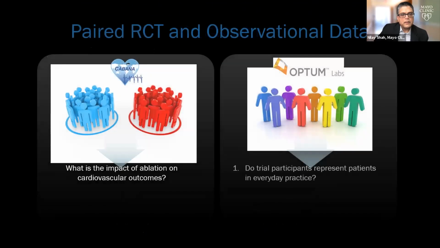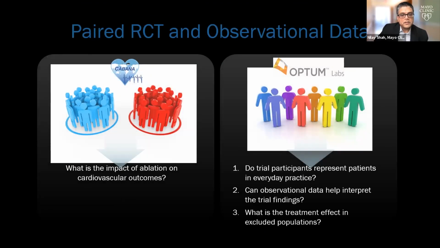In parallel, we had been conducting this work, looking at 3 big questions. Do trial participants represent patients in everyday practice? So when we apply the criteria to the real world data, do the patient characteristics match? Are they similar to the clinical trial patients? Can observational data help interpret the trial findings? How do those data compare? And what is the treatment effect in the excluded population, so patients who are receiving these treatments but would not have met trial criteria? I won't discuss number 3 in this context. We'll primarily focus on the first 2 questions here.